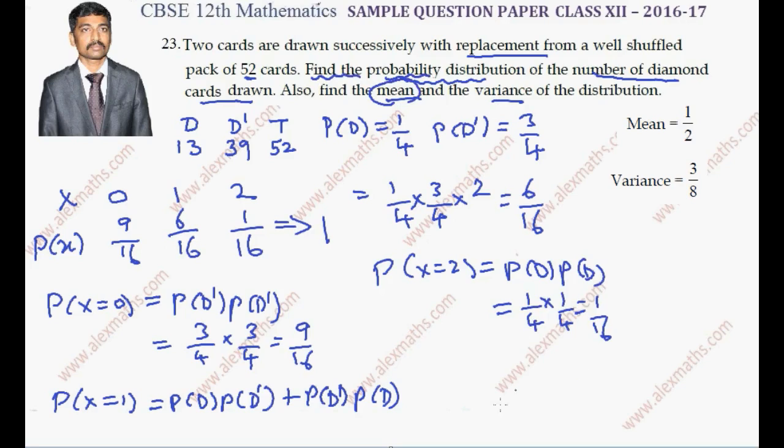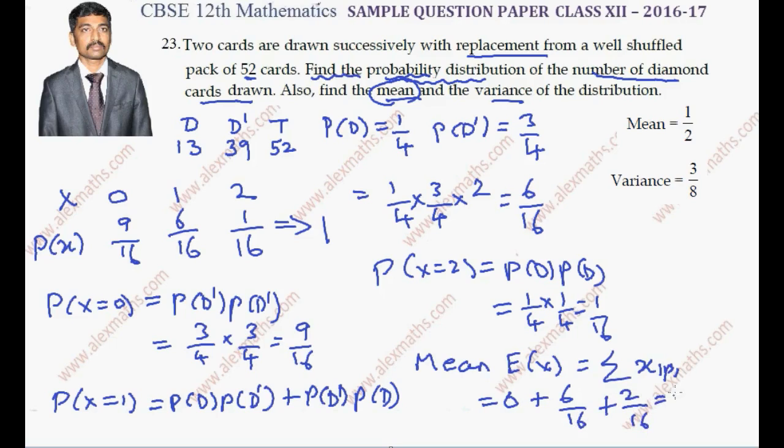For finding the mean, we have a formula E of x, which is sigma xi pi. Multiply the x and p and do the summation. That is 0 into 9 by 16, which is 0, plus 1 into 6 by 16, which is 6 by 16, plus 2 into 1 by 16, which is 2 by 16. Totally 8 by 16, which is 1 by 2. So we got the value of the mean.